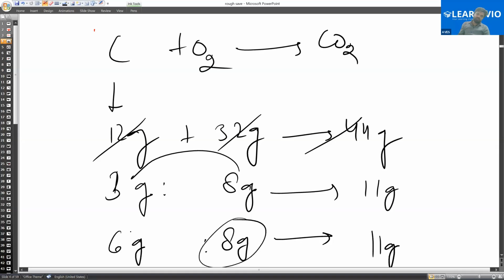Because for 8 grams of oxygen, we require only 3 grams of carbon. So 3 out of the 6 grams will react to form 11 grams of carbon dioxide, but the remaining 3 will remain unreacted, because for the next 3 there is no oxygen. If you want to completely react 6 grams, then you need an extra 8 grams of oxygen for the next 3 grams. Got it?